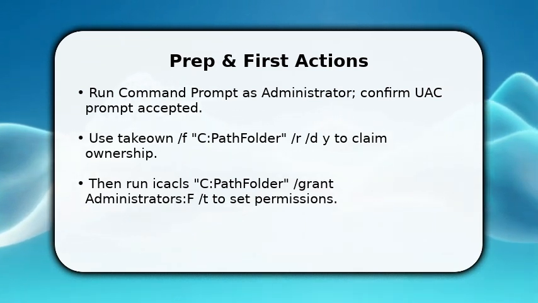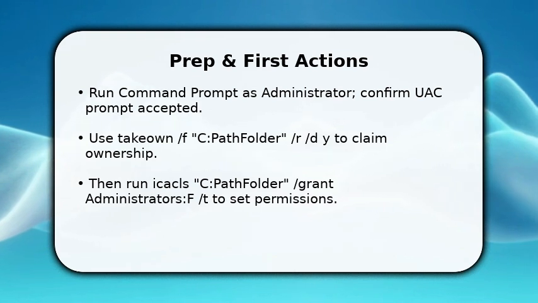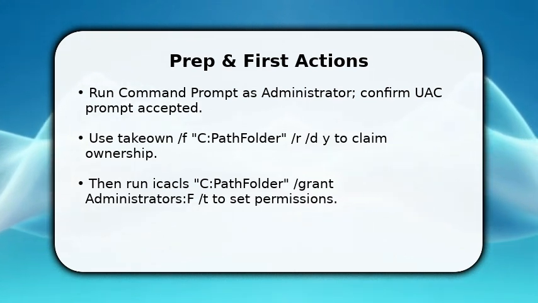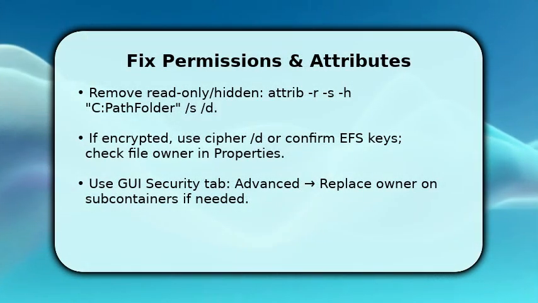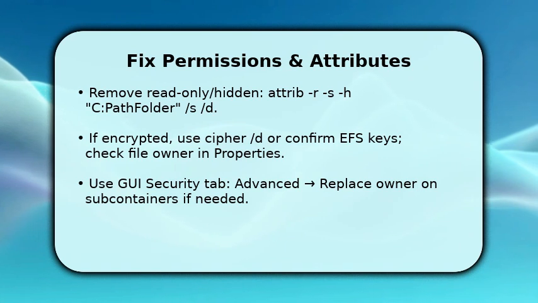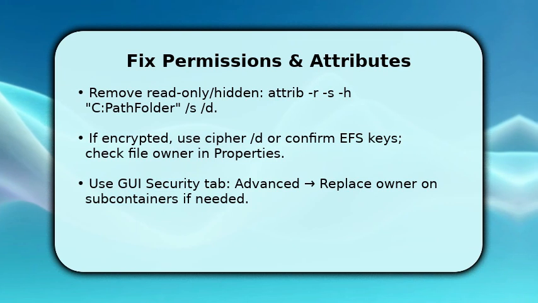If you see access denied on takeown, reboot to safe mode and repeat those same two commands immediately. Next, address attributes and finer permission quirks that block operations. Clear read-only, system, and hidden flags with attrib so the file system stops denying changes.